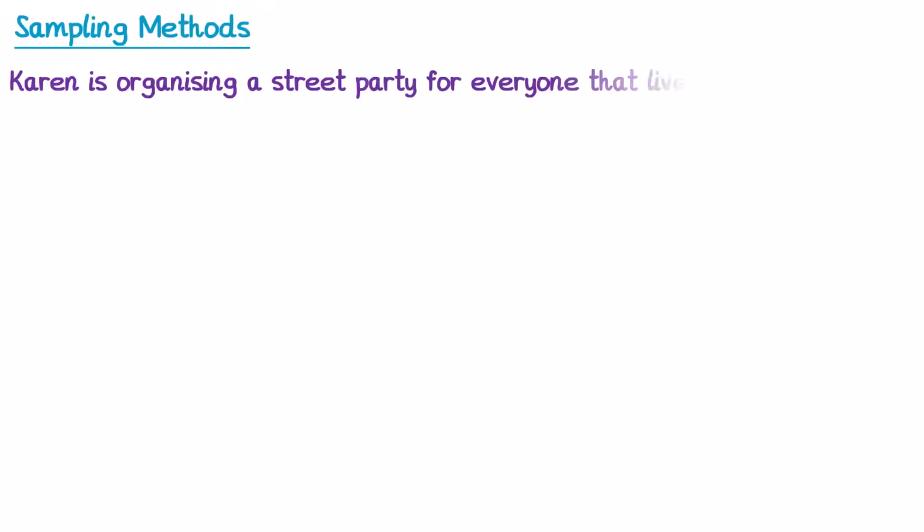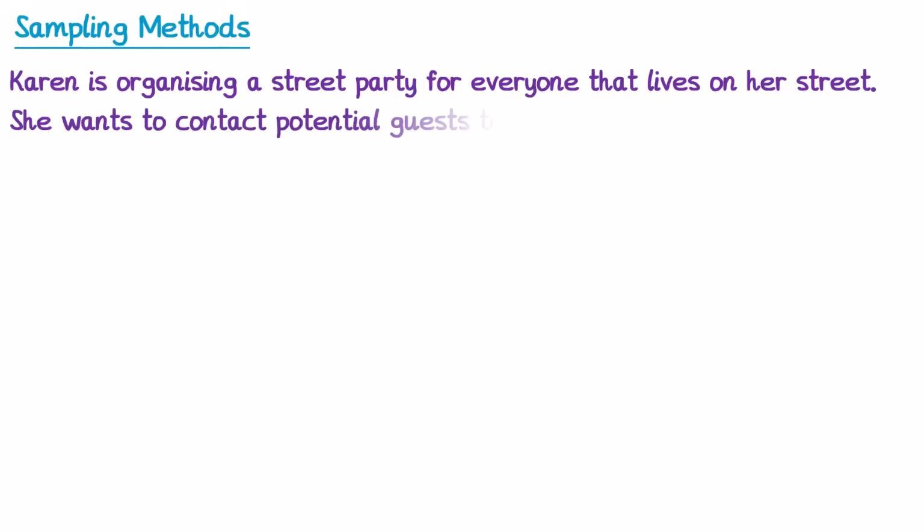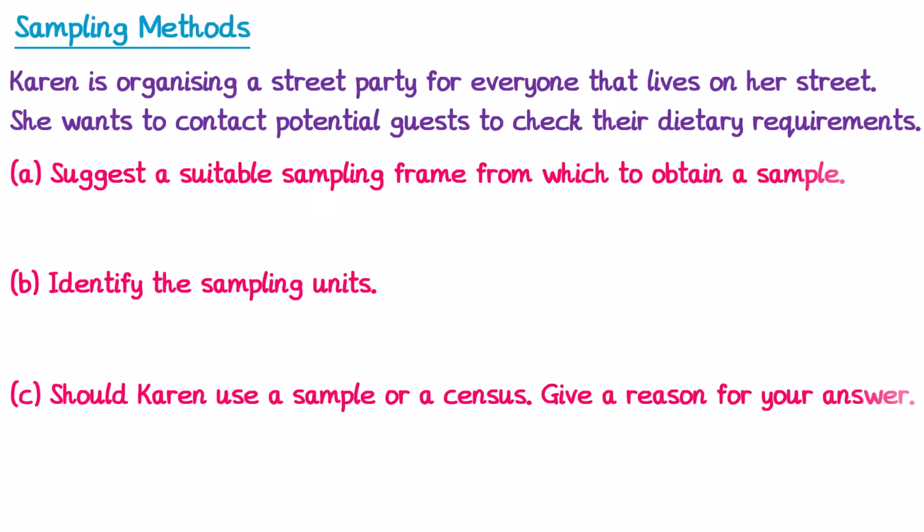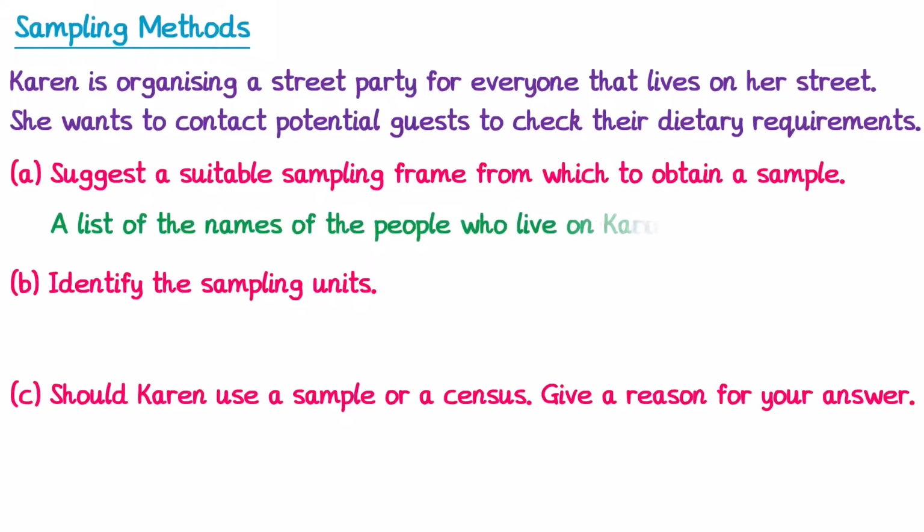So in this one we've got Karen who's organising a street party for everyone that lives on her street. And she's going to contact her potential guests to check their dietary requirements. We're going to answer these questions. First of all, we're going to suggest a suitable sampling frame from which we can obtain a sample. So the sampling frame, remember, is a list of all of the items in the population. The population here would be all of the people that live on Karen's street. So the sampling frame would be a list of all of the names of the people who live on Karen's street. Remember, it needs to be an individually named or numbered list of the population.